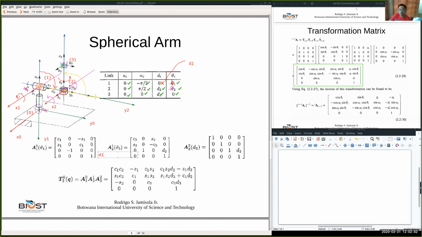D1. Okay, I will draw something that is a D1. Now the rotation, you have cosine theta. That's theta 1. Yeah, okay, that's correct. And here your alpha is 90 degrees, minus 90 degrees.